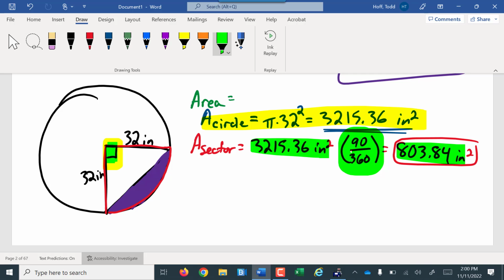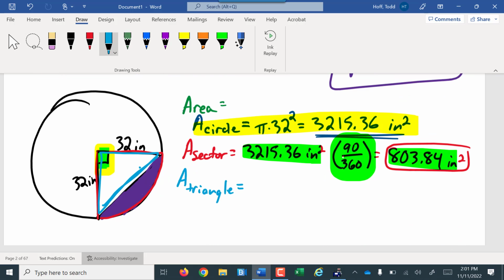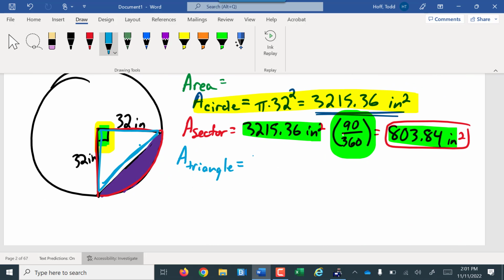To find the purple slice, though, we have to subtract off a piece. What piece do we have to subtract off? The triangle. Now, this triangle is a little bit easier to find because it's a right triangle. So we find its area simply by doing what? 32 inches times 32 inches divided by 2. 512 inches squared.